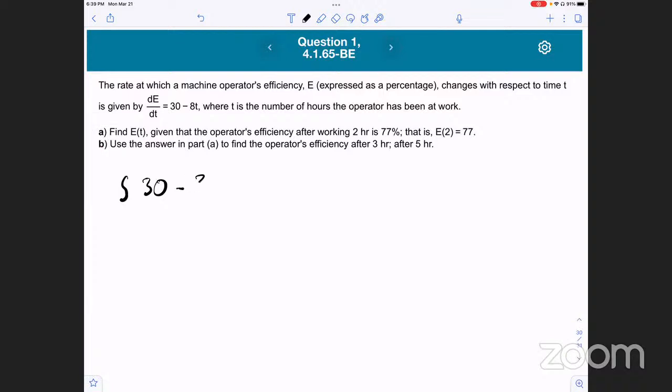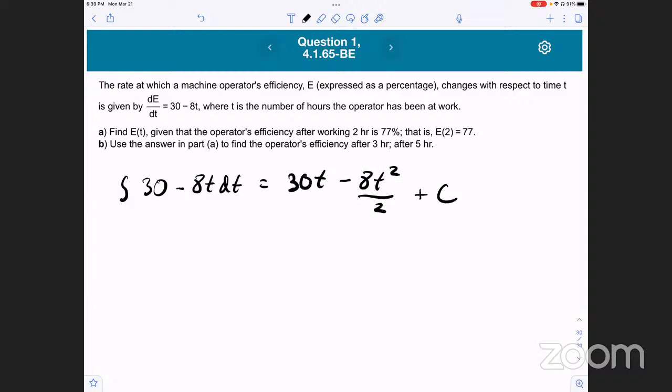So then, that's fine, dt, right? This is what they're asking us to integrate, right? So this is what we just talked about. So then again, you could just break these apart. The integral of 30 is just gonna be 30t minus 8t squared over 2, right? And then plus a constant.